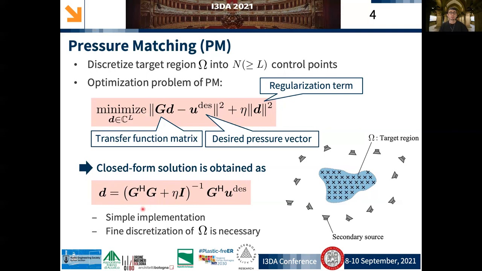The pressure matching is widely used in practice because of its simple implementation. However, this method is based on the discretization of regional integration. As a result, the target region omega essentially should be finely discretized to achieve high reproduction accuracy.